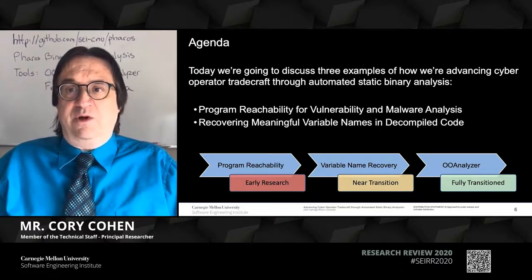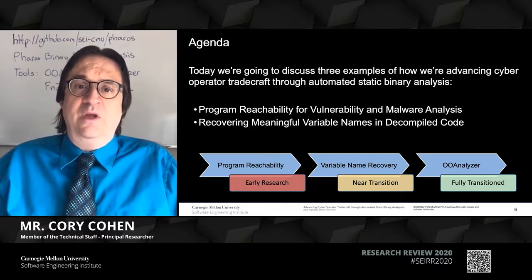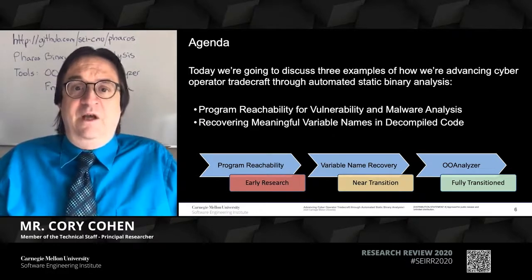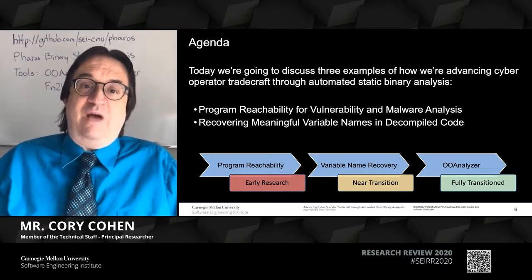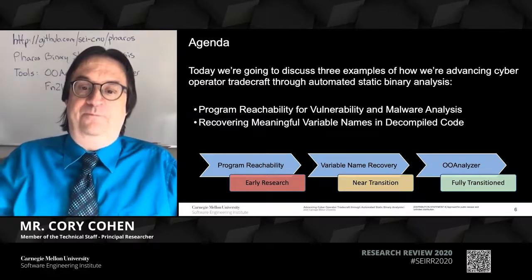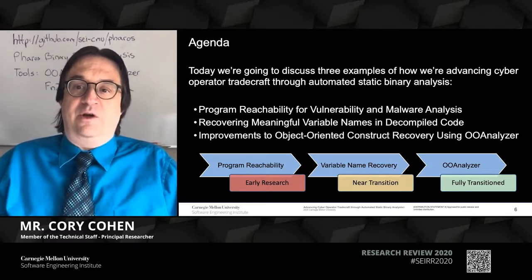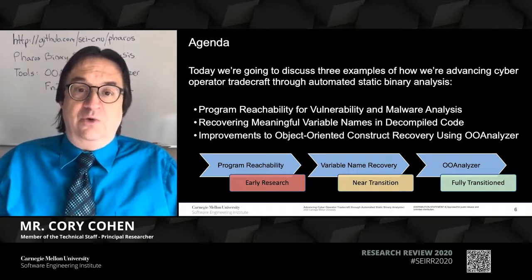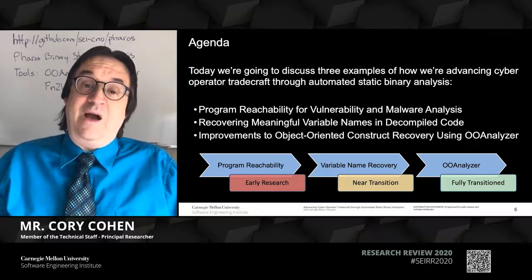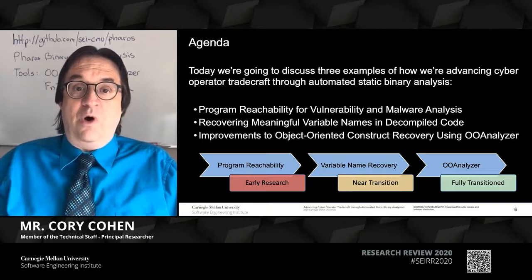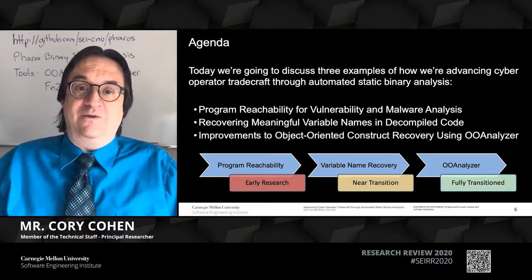The second topic that we're going to talk about is recovering meaningful variable names in decompiled code. This is an instance where the team has built a prototype tool. We've been testing it, and it's basically ready for transition, but we haven't actually transitioned it quite yet. In the third section, we're going to be talking about object-oriented construct recovery using our tool OOAnalyzer. This tool has been fully transitioned. It's been in use by operational DoD operators for a while, but we've been making improvements and maintaining it to better meet the DoD's needs.